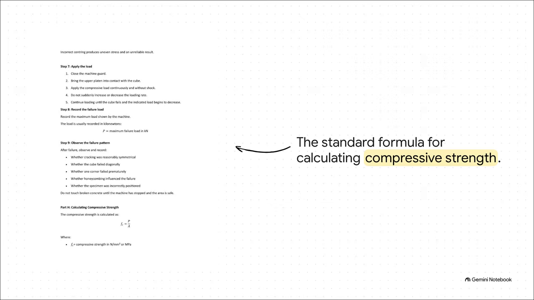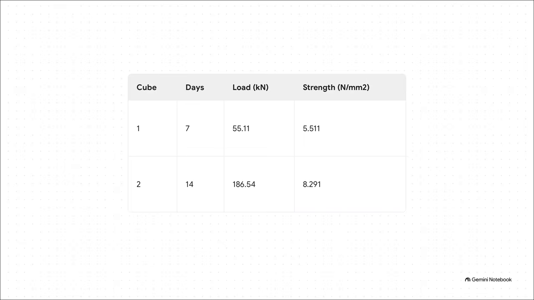For our standard 150 millimeter cubes, that area is 22,500 square millimeters. Doing this simple division gives us our compressive strength in megapascals or newtons per square millimeter. Our raw machine data translates directly into actionable engineering insights. Just look at the jump in these results.